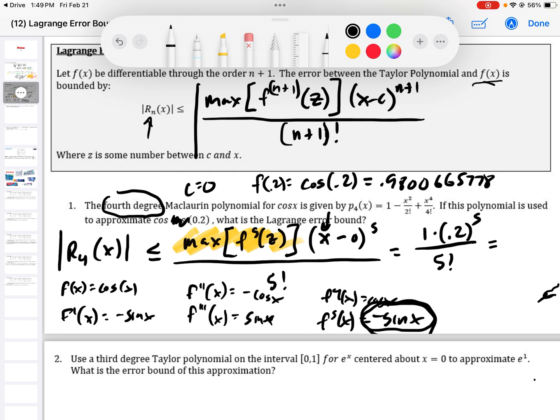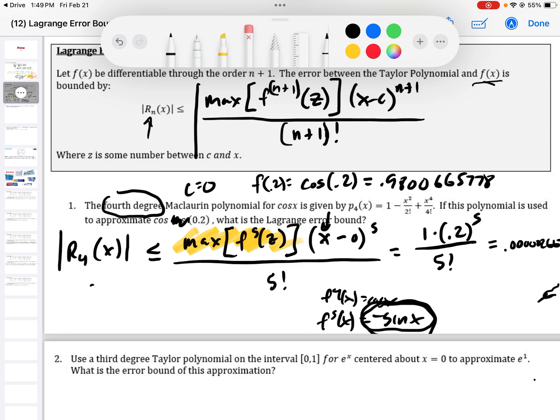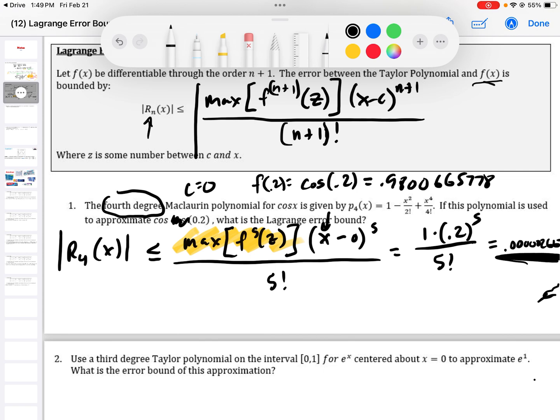So this would be equal to, just plug it into the calculator, 0.000002667. And what this is saying is, if I used a Taylor polynomial of fourth degree, which was given, to approximate the value of cosine of 0.2, that approximation is within this much of the actual value that we can get using our calculator now.